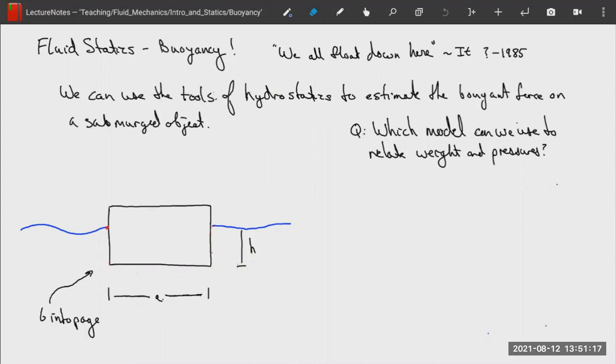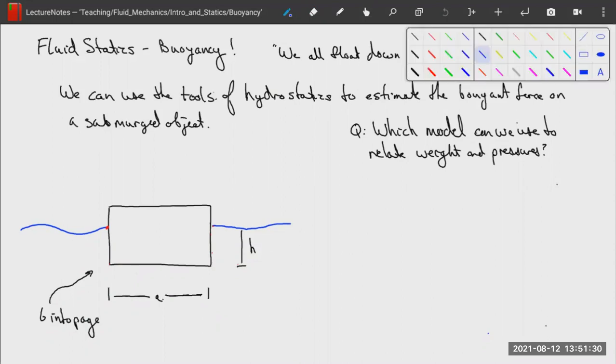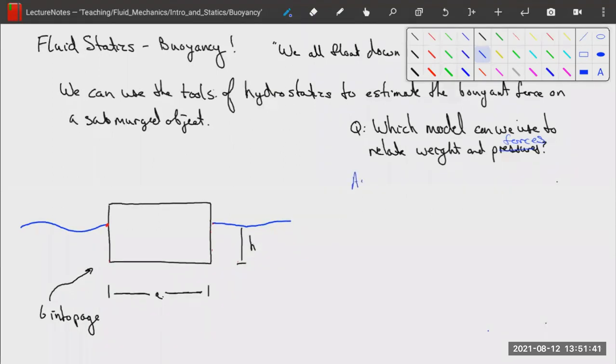So the first question we have is, which model can we use to relate weight of an object and forces on an object? And that is, of course, the mascot of mechanical engineering, which is sum of the forces equal to mass times acceleration. And again, fluid statics, so acceleration is equal to 0, which is great news.